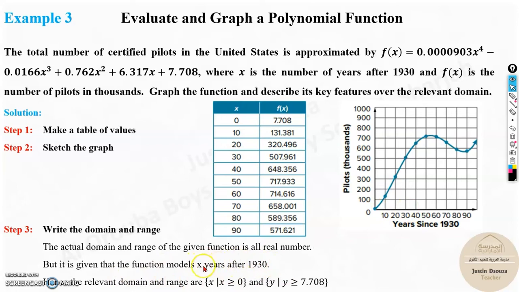But this is very important. x is after 1930 values, 1930 year. And similarly, which is the least value at 0?